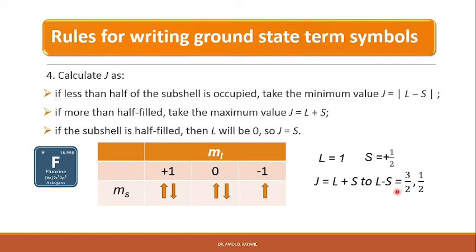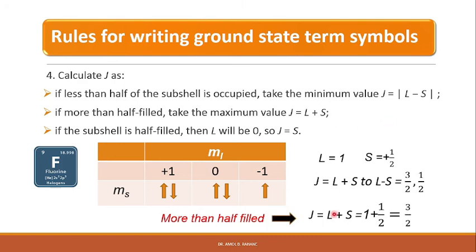That means two values it can take, right? So 3 by 2 and 1 half. Which one will be lower in energy, that we can determine by using these three rules. Here in our case the P level is more than half filled, and therefore our lowest energy or ground state J value is J equal to L plus S, that is 1 plus half, equal to 3 by 2. So the maximum value of J will be lowest in terms of energy, and therefore the ground state J value will be 3 by 2.